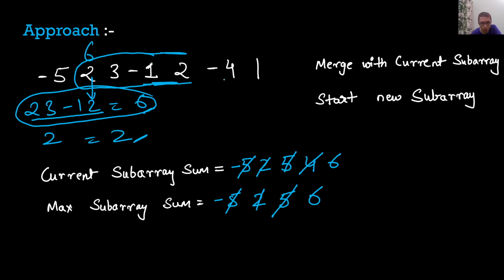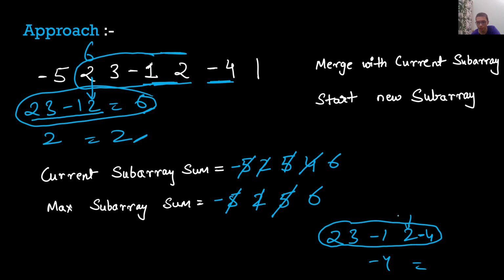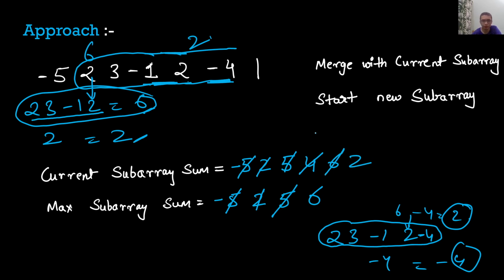And then I'll move on to the next element, which is -4. So again, I have two options. Either I can have 2, 3, -1, 2, -4, or I can only have -4. In the first option, the sum till this 2 is 6, and -4 makes it 2, and -4 over here is -4, right? So 2 is greater than -4. Hence, we'll merge this -4, right? So now our subarray sum after merging this -4 would be 2. So now my current subarray sum is 2. And at the very end, I have this 1, right?